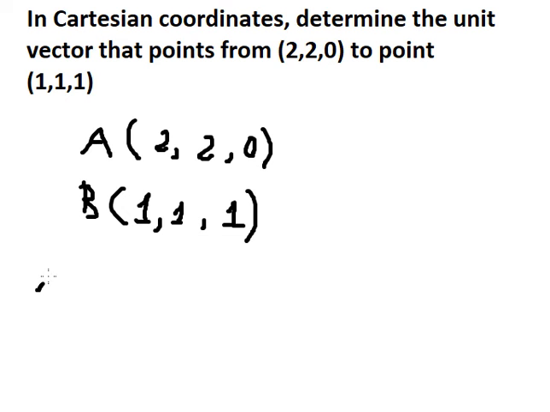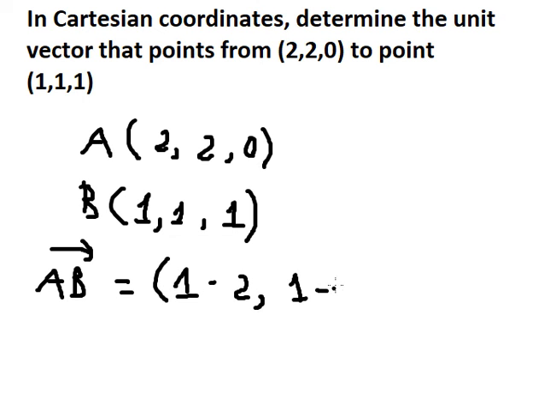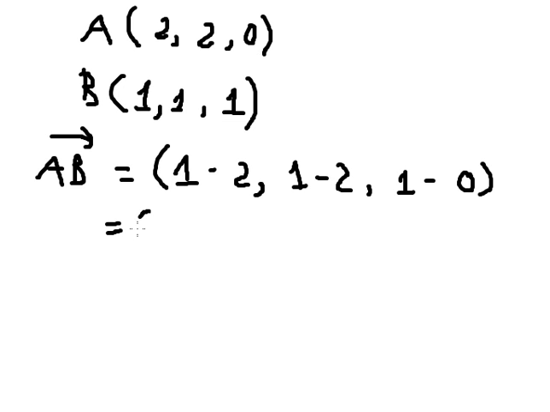Now we need to find vector AB. That means we have number 1 minus number 2, and we have number 1 minus number 0. So we have negative number 1, positive number 1.